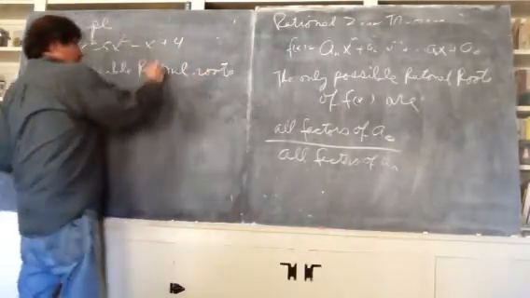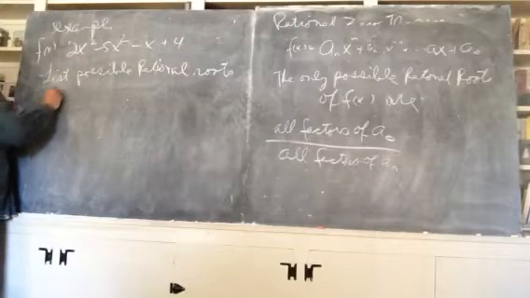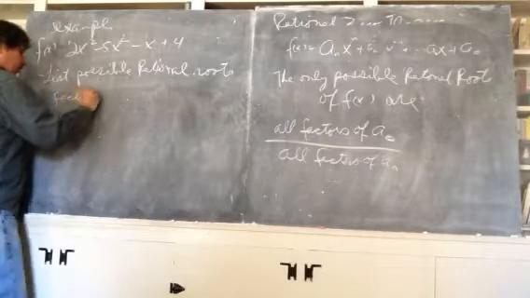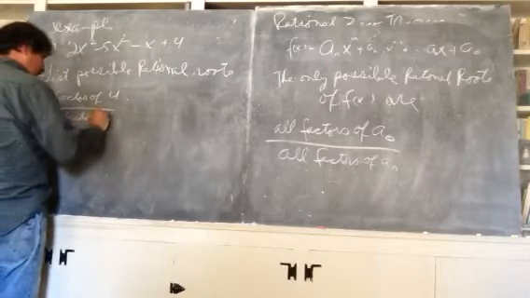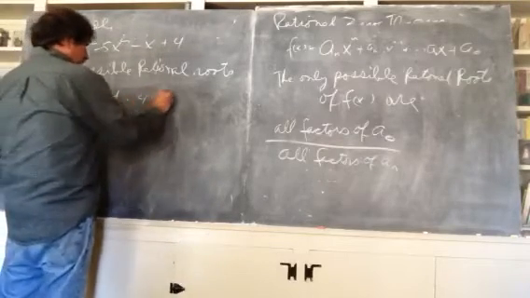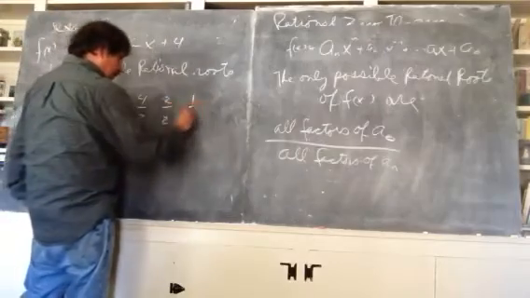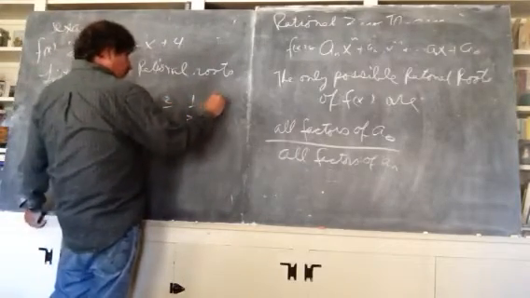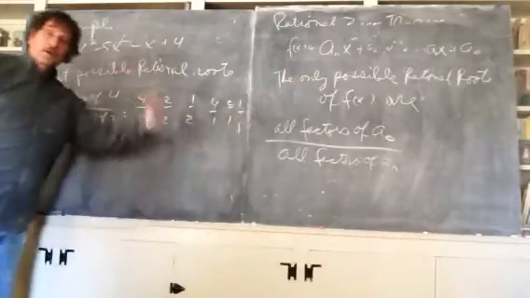List all the possible rational roots. And it's like factors of 4 divided by factors of 2. Well, what we're talking about is 4, 2, 1 over 2, or 4, 2, 1 over 1. So that's it. Those are the only possibilities.